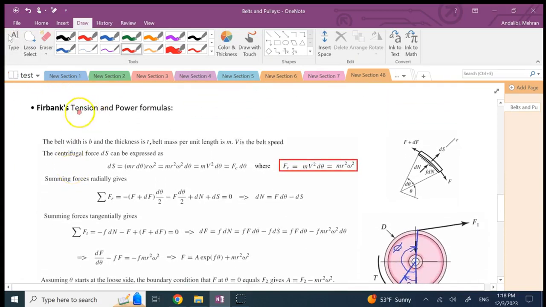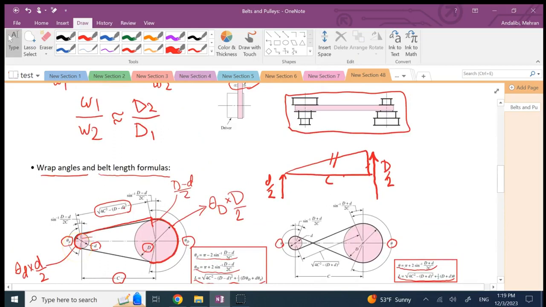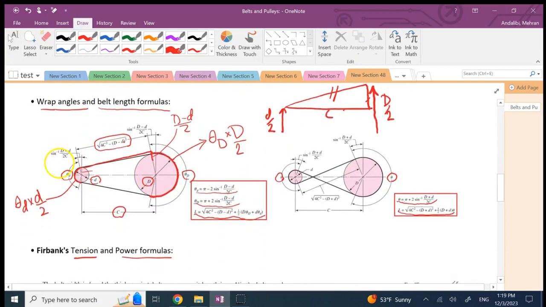The next part is how much tension is in the belt in different parts, and how much power you can transfer between two pulleys given, again, the two diameters d and D, the center to center distance c, from which you can find the wrap angles and L and everything. So how much tension is inside the belt? Again, this tension, as we'll see, is not constant. There is a side which has smaller tension, and a side that has bigger tension.